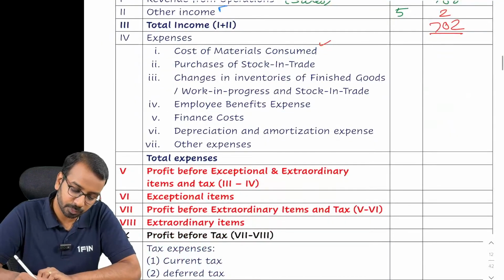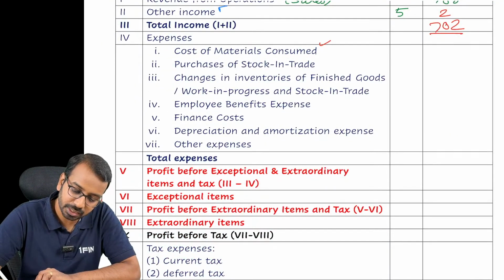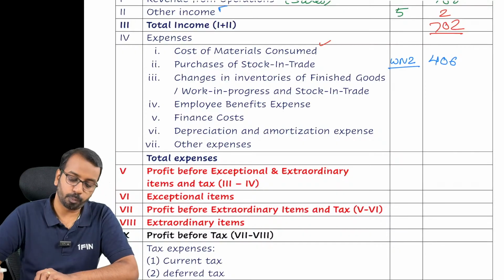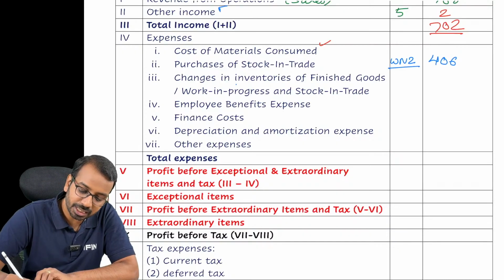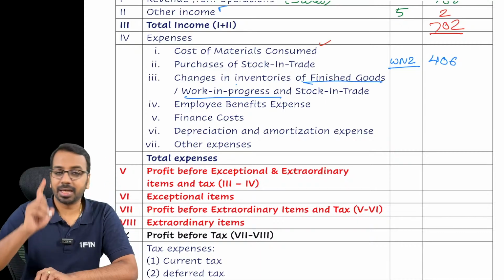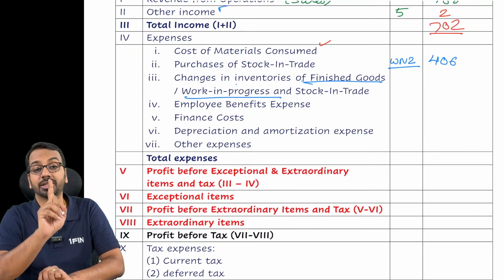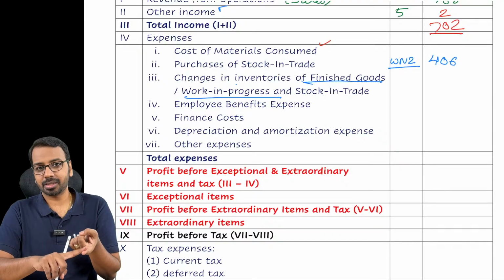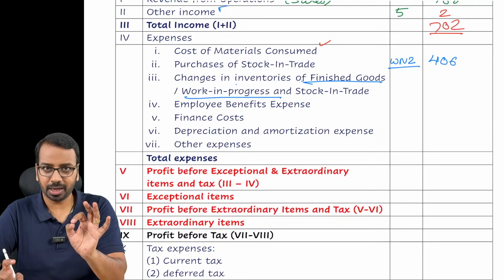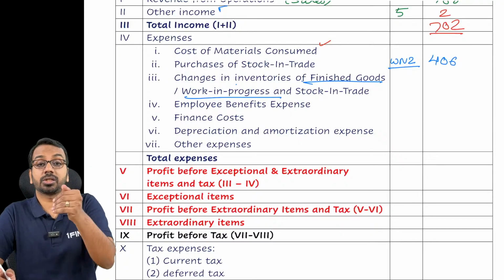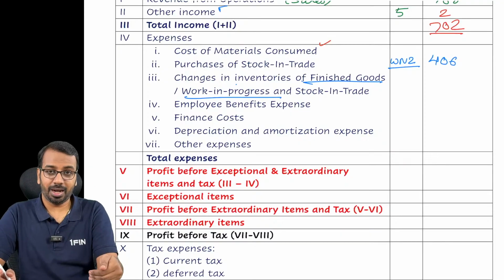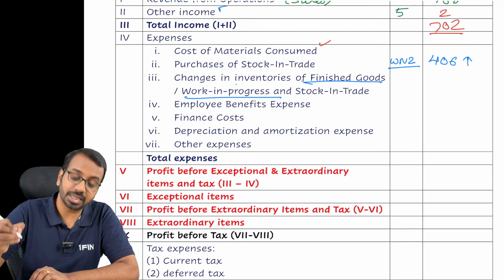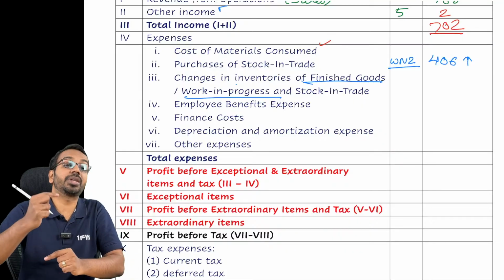So here you will input purchases as 406. This comes from working note number 2. Then changes in inventories of finished goods and WIP. Now here is where you have to pay attention. I told you, if closing stock appears in the trial balance, you will show it only once, correct? Now here closing stock is appearing in trial balance. We have already showed it once, but we have also increased the purchases amount.